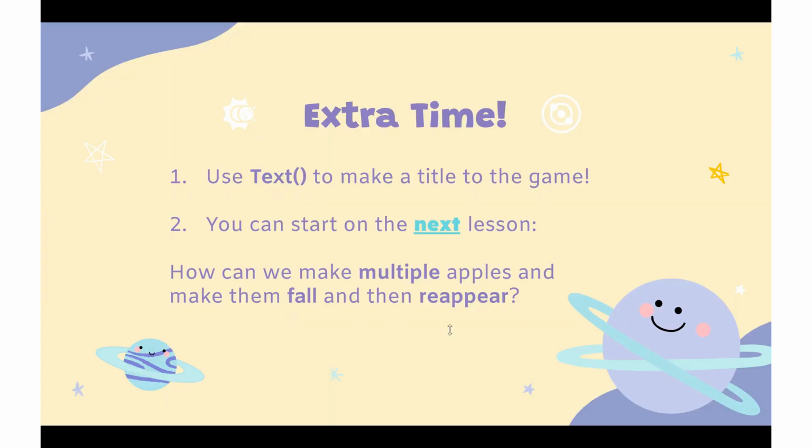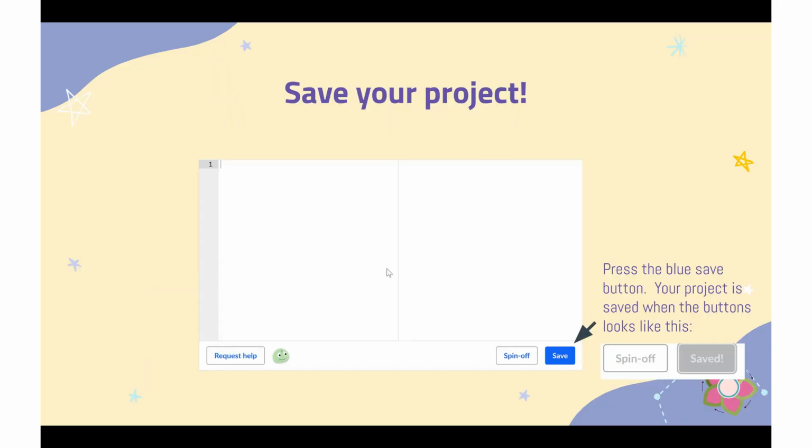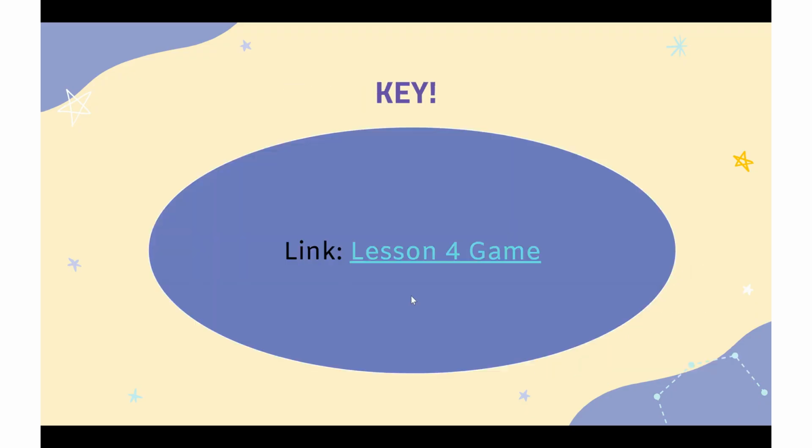All right, nice. If you want to move ahead, you can add a text to make a title to the game, or we can start the next lesson and there will be a video for that. There we will be making multiple apples and we'll be making them fall and reappear. All right, make sure to save your project. We don't want to lose all that code you just wrote.